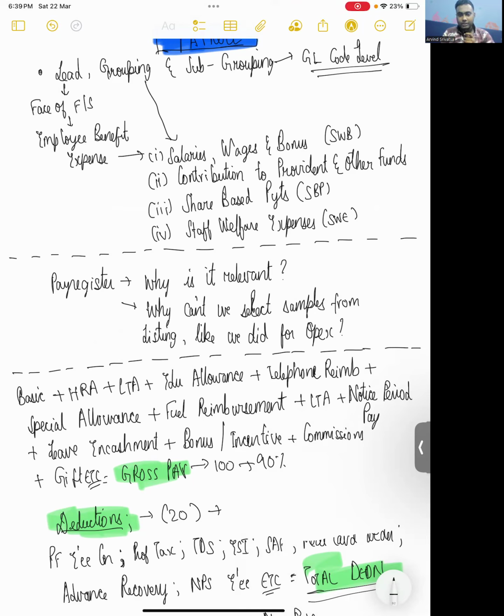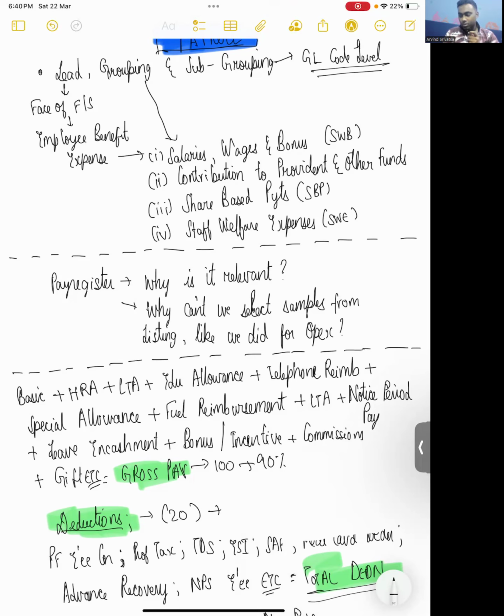Then you will have your bonus or incentive. Then you will have a commission. So if you're part of the sales team, you'll have a sales commission. And let's say you also have overtime allowance, which might be there if you work overtime beyond your stipulated work hours. Then you have gifts to your employees. So these components will form part of gross pay.